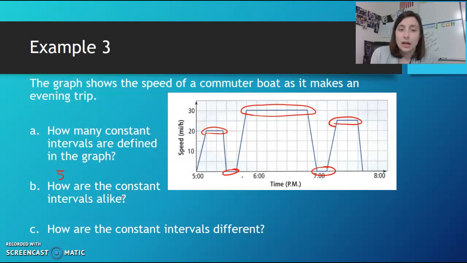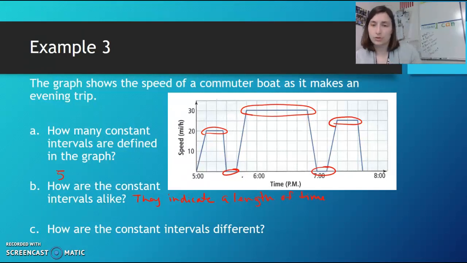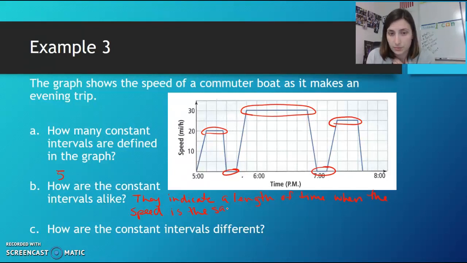Now B wants to know how the constant intervals are alike. And so they're alike because they indicate a length of time. Sorry, I tried to do something very similar to the book so that it would be very similar to what your homework will look like. So they indicate a length of time when the speed is the same. So in other words, constant.